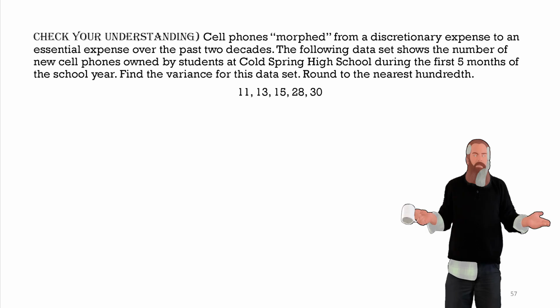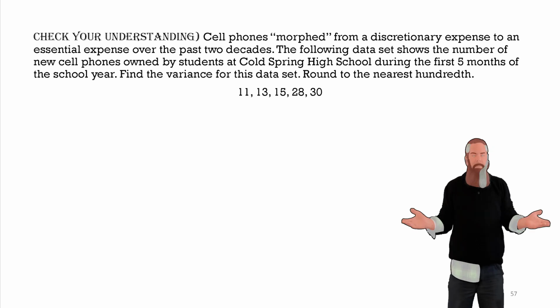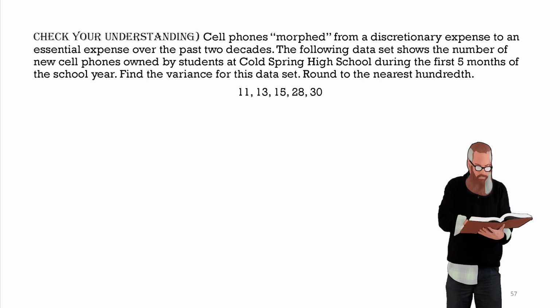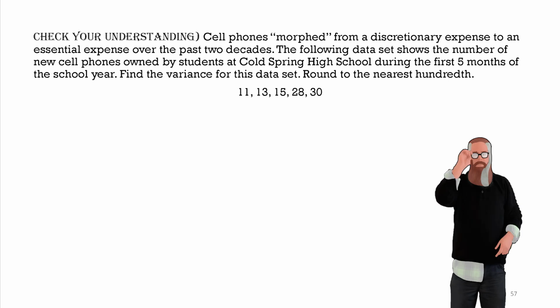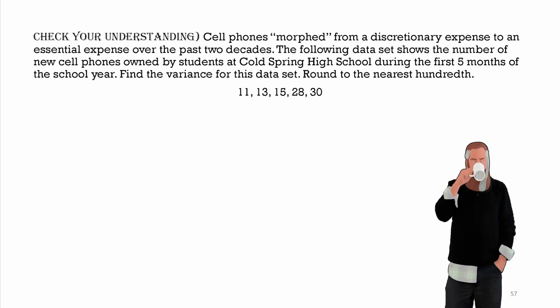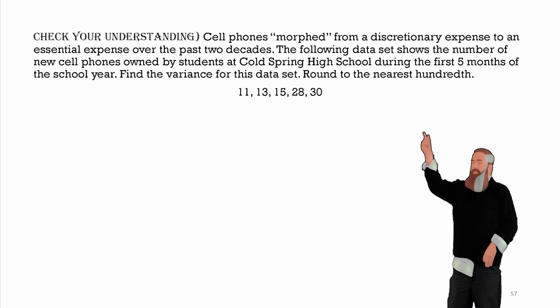Let's extend your understanding and check. Cell phones have morphed from a discretionary expense to an essential expense over the past few decades. The following data set shows the number of new cell phones owned by students at Cold Springs High School during the first 5 months of the new school year. Find the variance for the data set and round to the nearest hundredth.